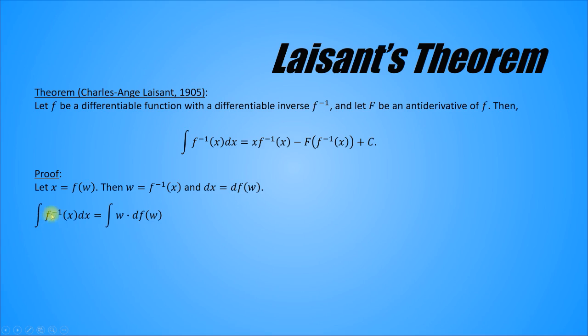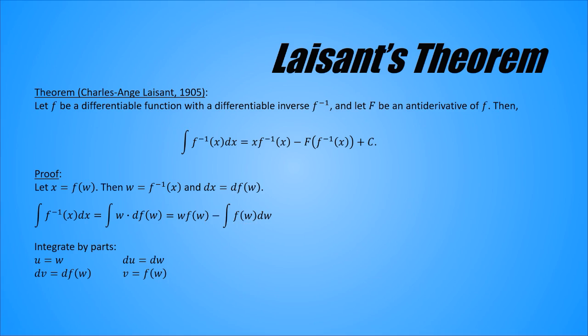So the integral of f inverse of x dx becomes the integral of w df of w. Next, we'll integrate by parts using these parts here. So u equals w, dv equals df of w, and calculating the other two parts, we get du equals dw, and v equals f of w. So here I've applied the integration by parts formula. Here's my uv, which is w f of w, minus the integral of v du, which is the integral of f of w dw.